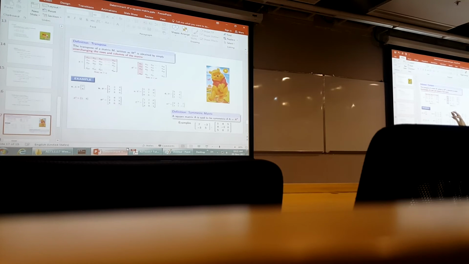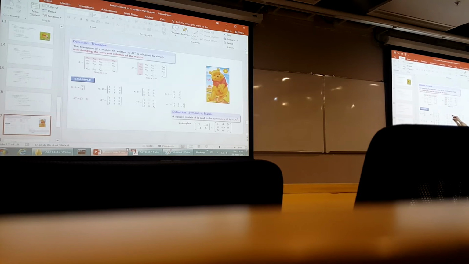For this one, the same. First column is 1, 2, 0. It becomes row 1, 2, 0. Second column 2, 1, 0 becomes the second row. 0, 0, 1 becomes the third row 0, 0, 1. Okay. Two column transpose becomes two row. First row, second row. Okay.